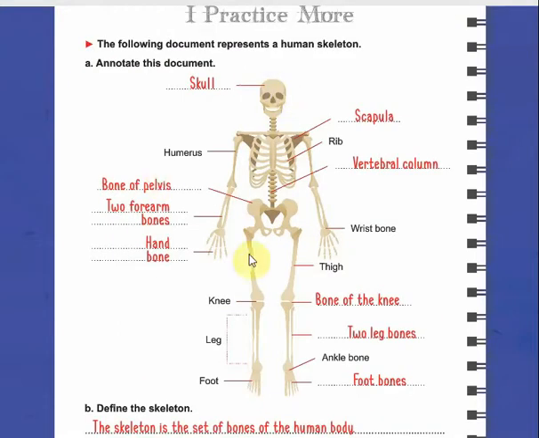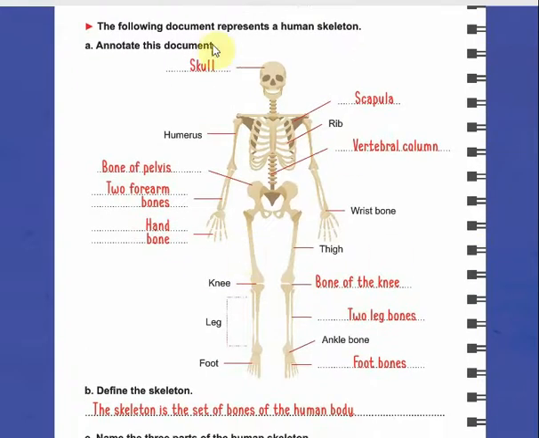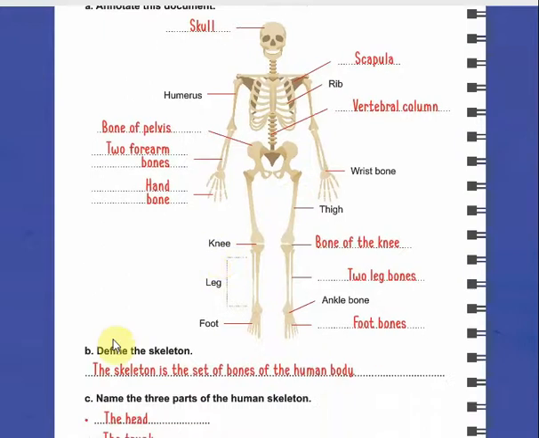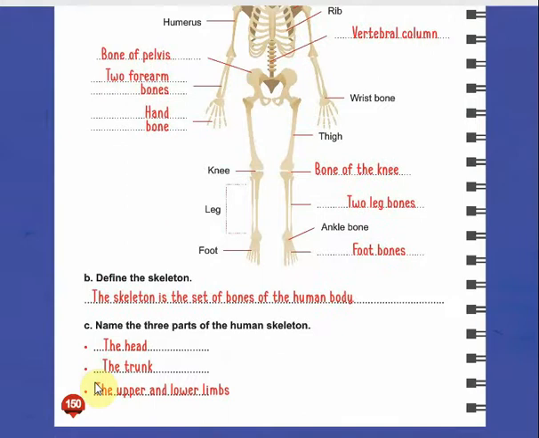Then I just want you to study the 2 pages of I Practice More. You have here to label this skeleton, and then you have to define the skeleton. The skeleton is the set of bones of the human body, and you should remember that the 3 parts are the head, the trunk, the upper and lower limbs.